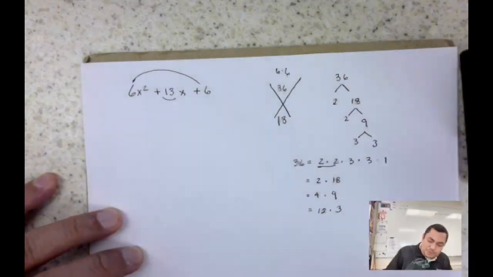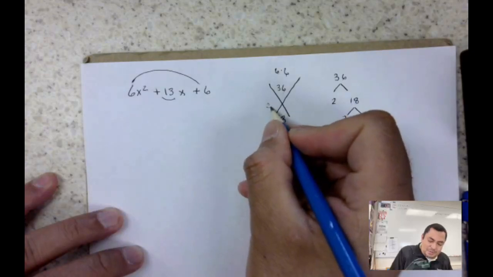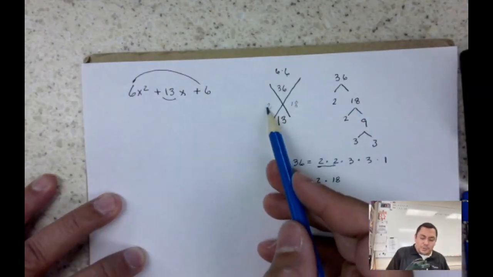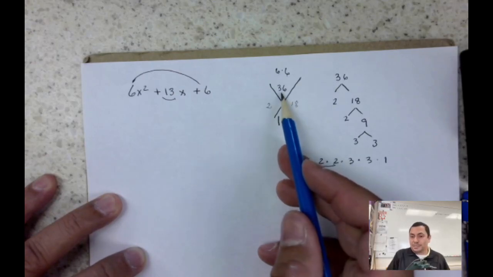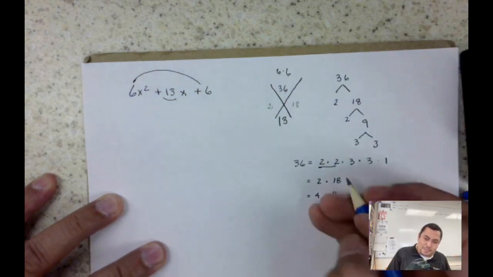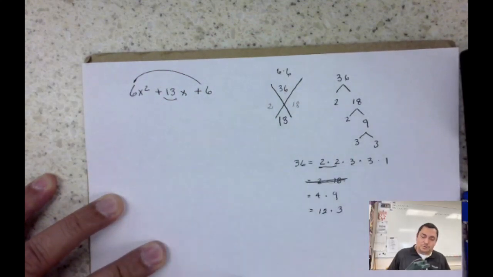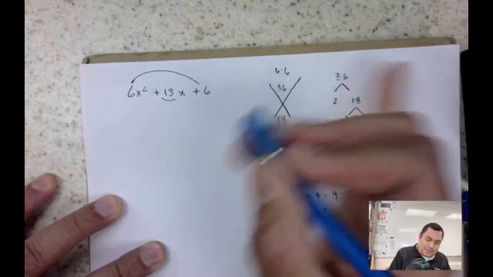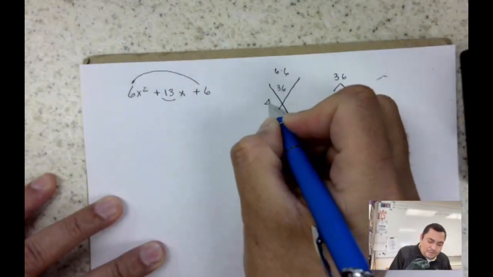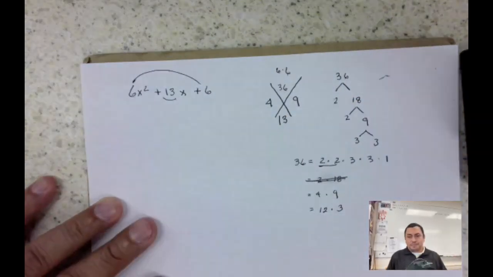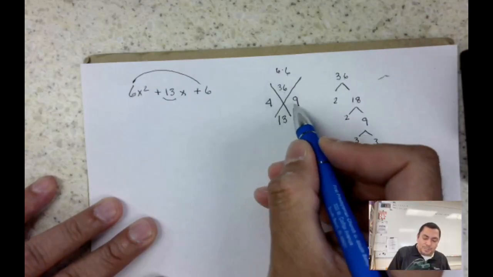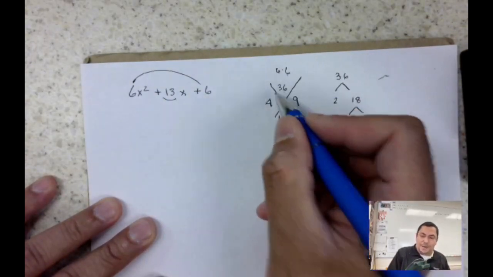For example, let me choose 2 and 18. I'm going to pencil in 2 and 18. I know that 2 times 18 is 36, but 2 plus 18 is not 13. So this pair here, I'm not going to use it. So let me erase this one here. Now I'm going with 4 and 9. I know that's the solution. 4 times 9 is 36, and 4 plus 9 is 13. So this pair is going to be my solution.